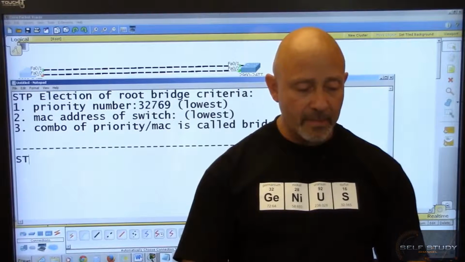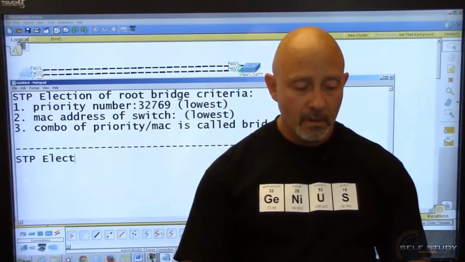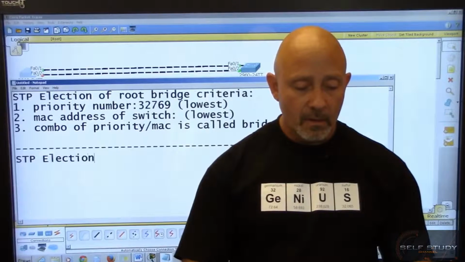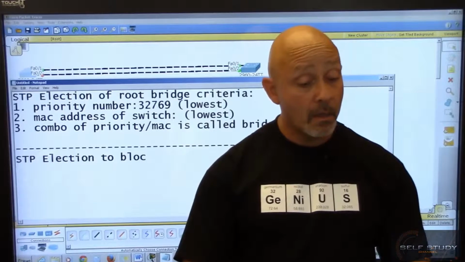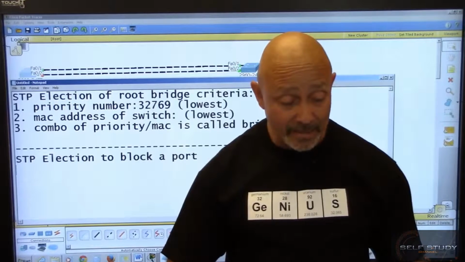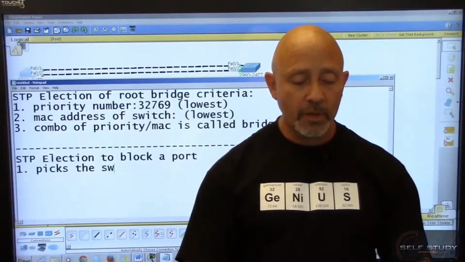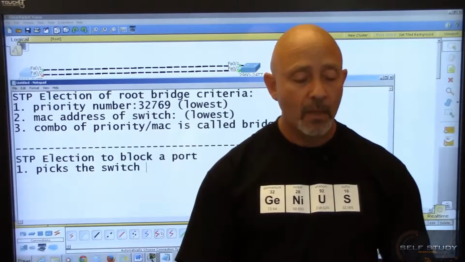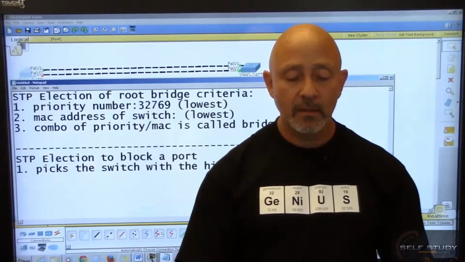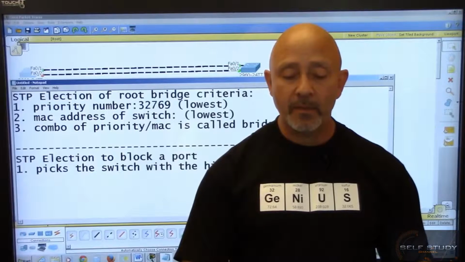STP, let's put it in caps, STP election to block a port. How does it decide? Well, first it picks the switch with the highest, can't spell, highest MAC address, right? And we just saw that.